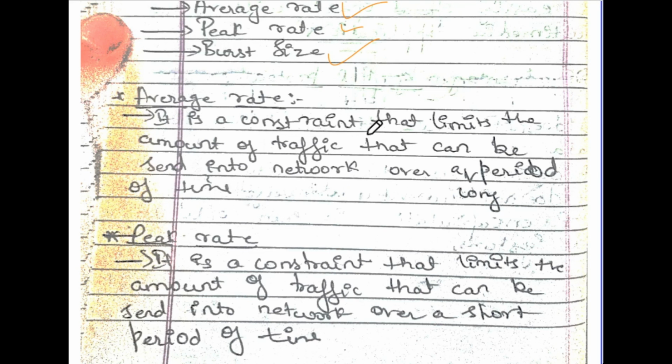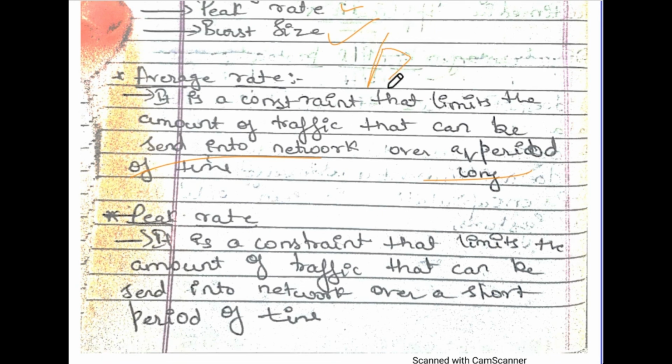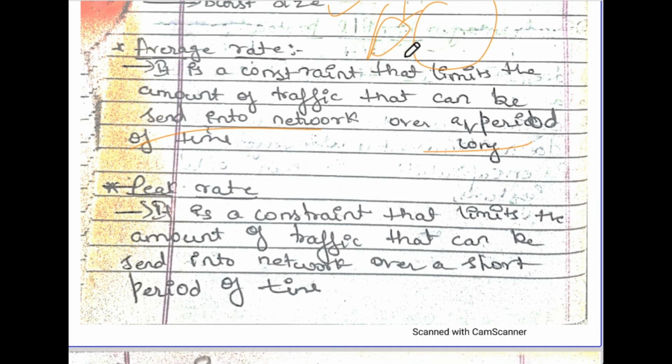It is a constant that limits the amount of traffic that is sent into a network over a long period of time. Underline long period of time. It is a constant that limits the flow of traffic. This is the packet going into a network. So this is a constant that limits the flow. It provides resistance to the flow of traffic going into a network over a long period of time. Okay, average rate.